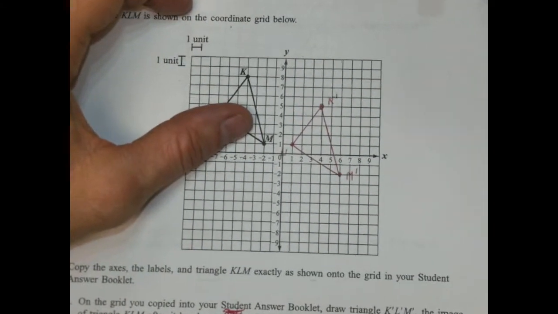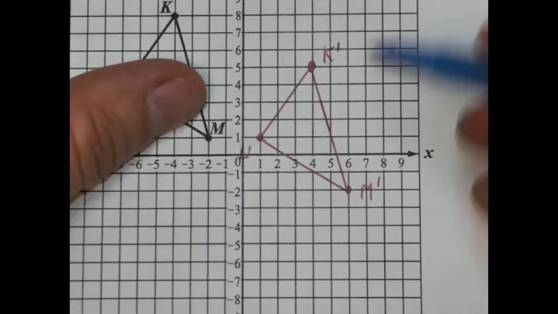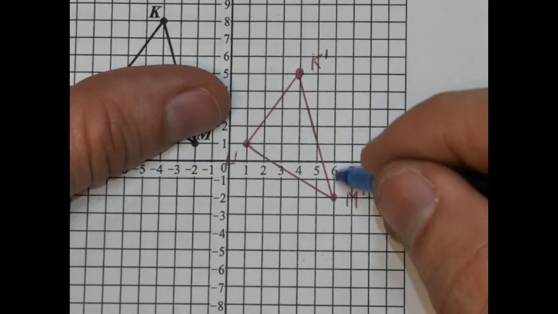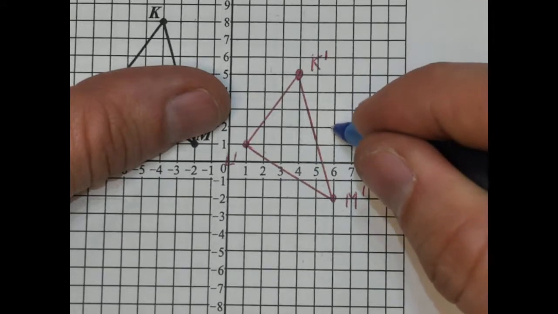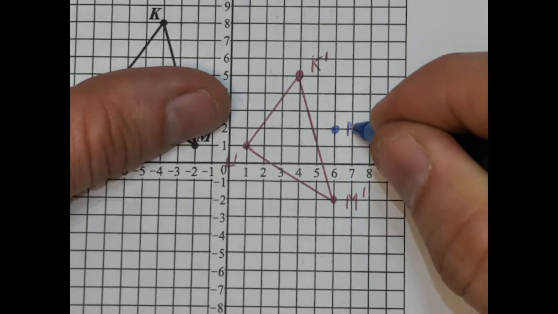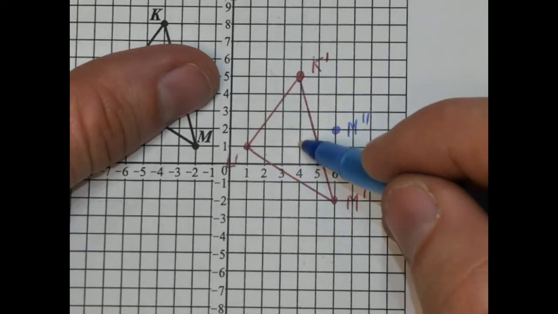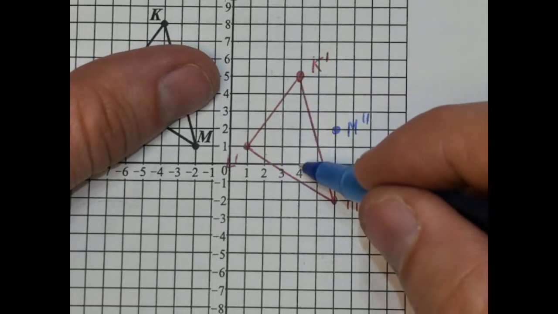So we're going to count the distance from each point to the line of reflection, okay? So this is 2 away, so M prime is here. We're going to go 2 away the opposite direction, so M double prime is going to go there. So that's going to be M double prime. K prime is, let's see, 1, 2, 3, 4, 5. So it's going to go 5 the opposite direction.